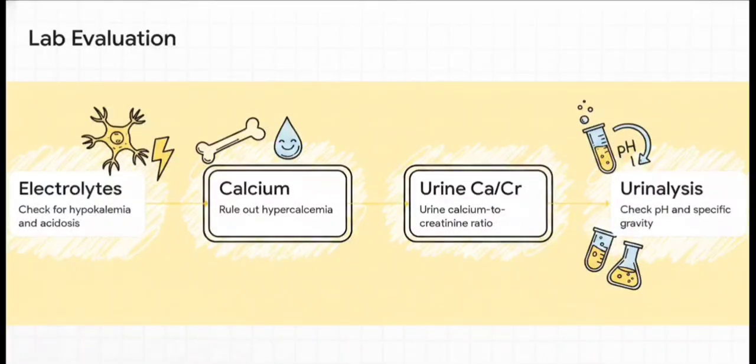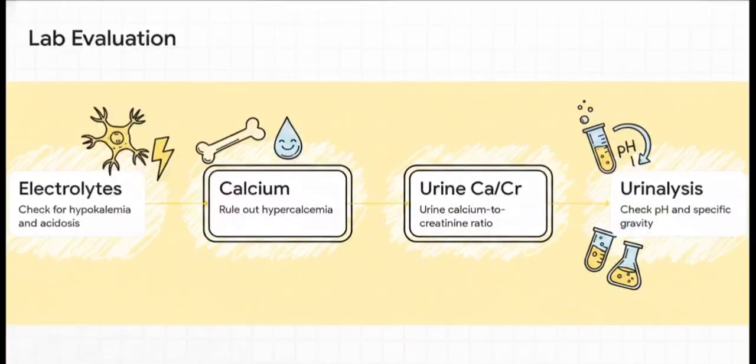Once your history and physical are locked in, here is your essential pocket guide for the lab workup. You want to sequence these tests to systematically categorize your patient. Step 1, serum electrolytes. You're looking for hypokalemia and metabolic acidosis, which points to distal RTA, or metabolic alkalosis, which points to Bartter syndrome.